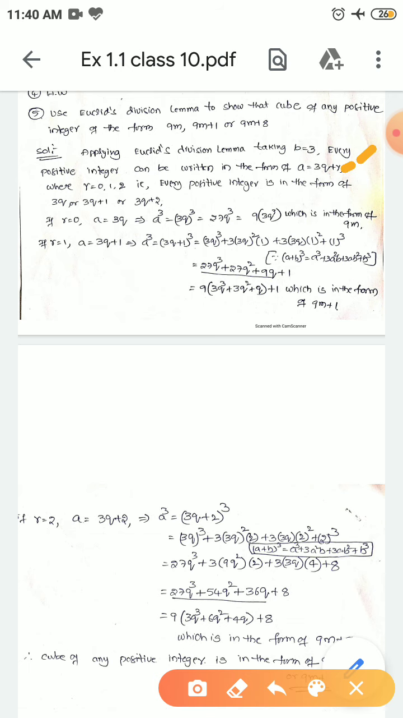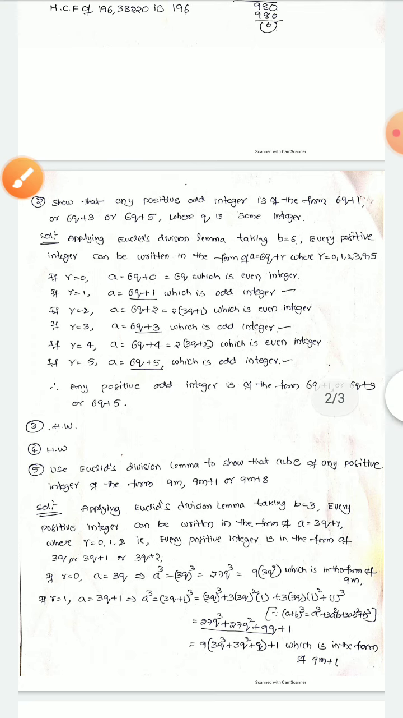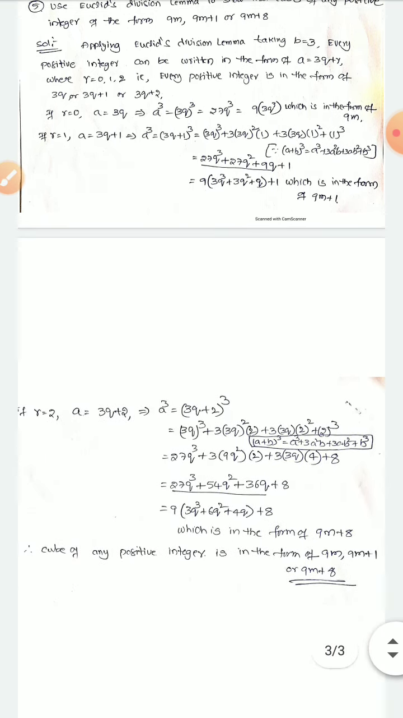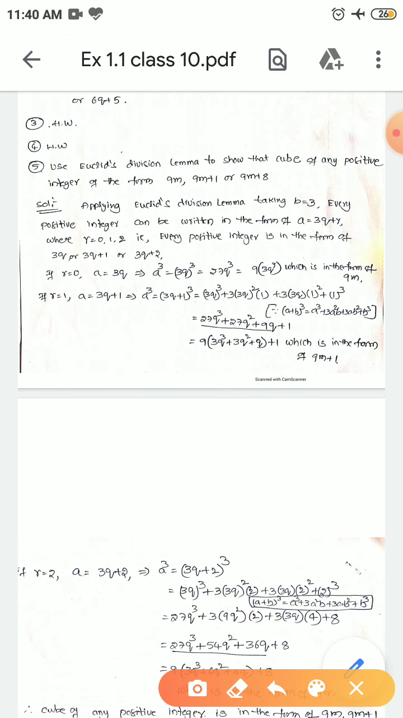You may get a doubt, sir: previously in the problem, it was given as 6, so you took b equal to 6 with 6q plus 1. The student may think, why is b taken as 3 here? Do remember that every positive integer can be written, if you take b equal to 3, as 3q, 3q plus 1, 3q plus 2.